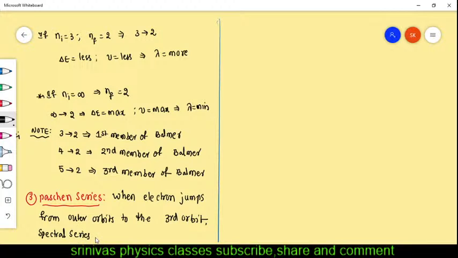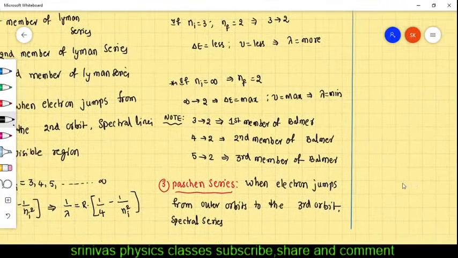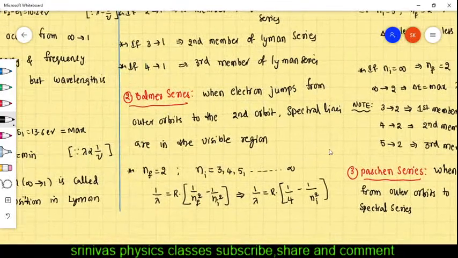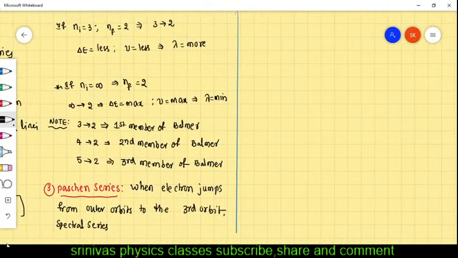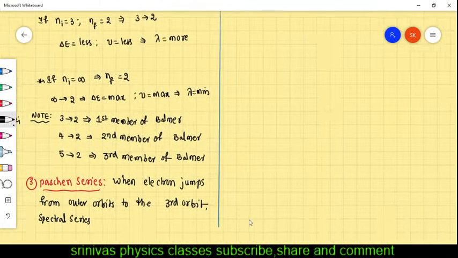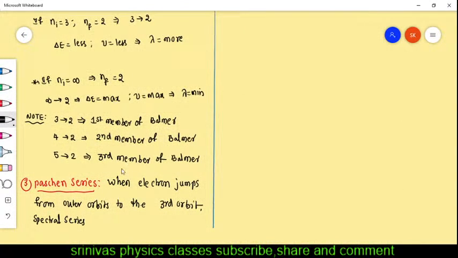The spectral lines and spectral series that are in the region, previously we said that are in the visible region, right? What I said, Balmer series, they are in which region? Balmer series in the visible region. Then here, Paschen series, the third spectral lines, the spectral lines are in near IR region, near infrared region. Okay, this is about Paschen series.